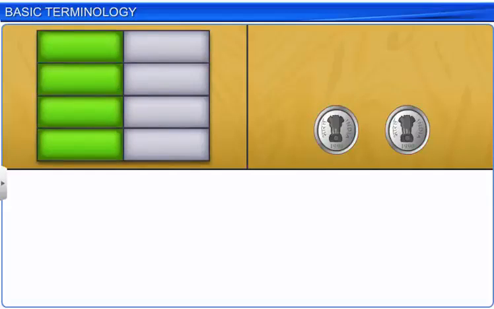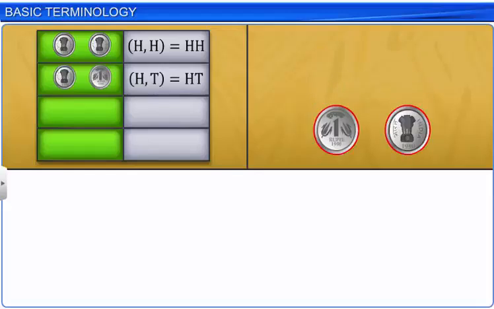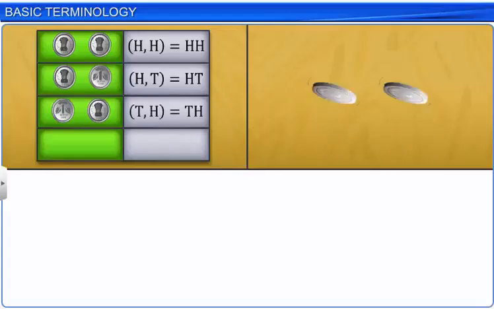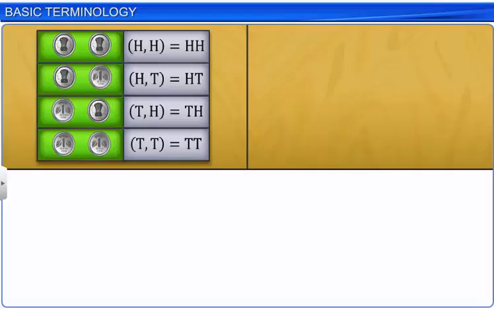heads on both the coins, heads on the first coin and tails on the second coin, tails on the first coin and heads on the second coin, and tails on both the coins. Therefore, the sample space of the experiment is as shown.